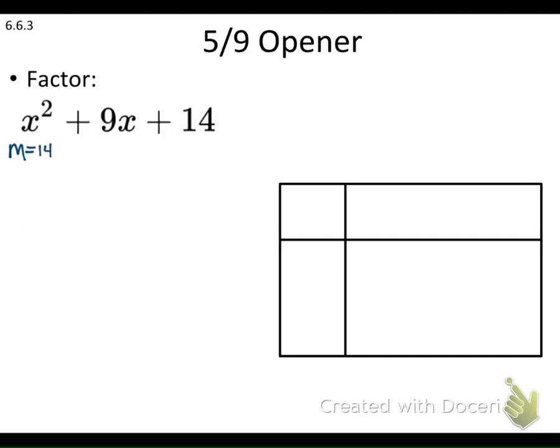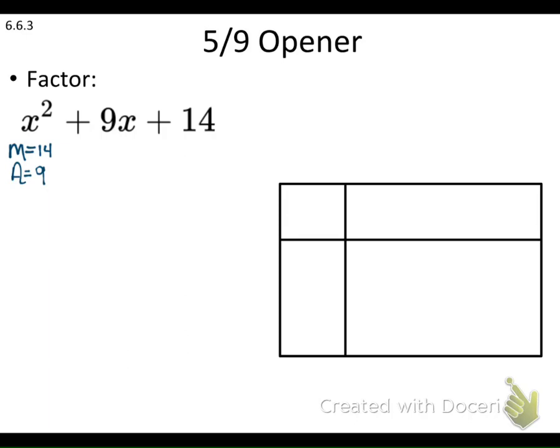14. Jemiah, what's my A? 9. Just the 9. It's just the coefficient, just the number. Good. So this is where you use your blue cheat sheet, your little factor sheet. You look at the number 14, and you look to see which of those factors can you add together to get 9.